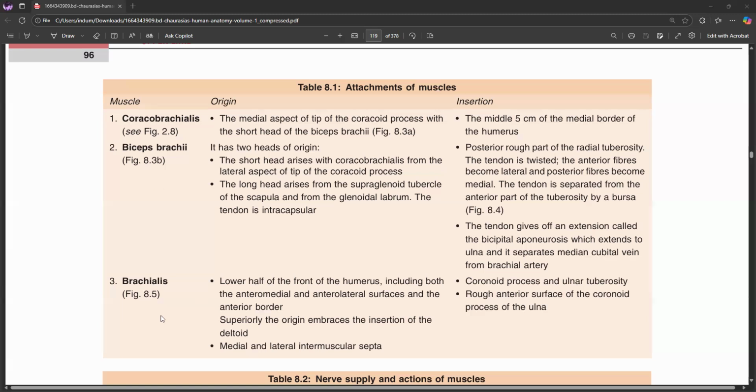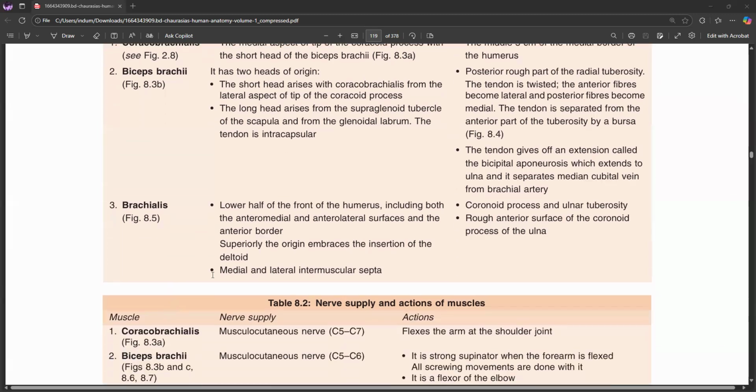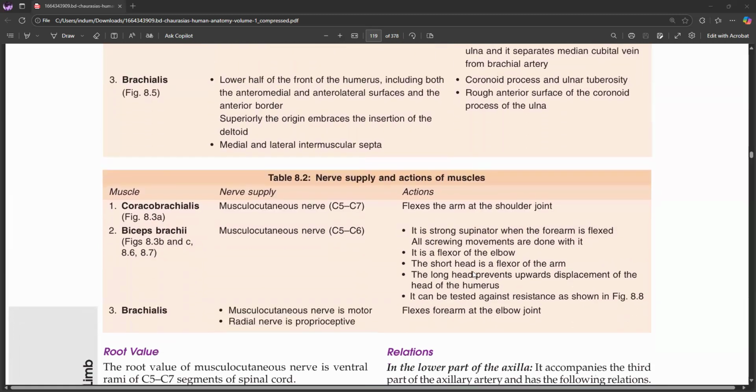Number 3. Brachialis. Figure 8.5. Origin: lower half of the front of the humerus, including both the anterior medial and anterior lateral surfaces and the anterior border. Superiorly, the origin embraces the insertion of the deltoid, the medial and lateral intermuscular septa. Insertion: coronoid process and ulnar tuberosity, the rough anterior surface of the coronoid process of the ulna.